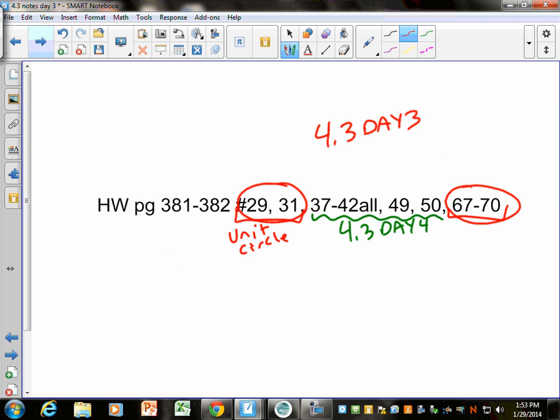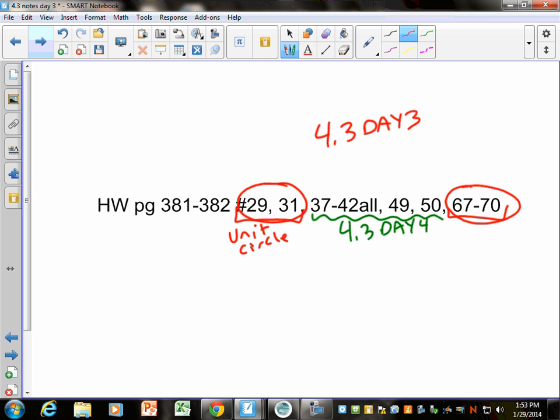So the green stuff is what is called day 4, which is not on your assignment sheet. But you've got to do all of this at some point. If you haven't done it all, you're welcome to do it all on the same page. But 37 through 42, and then 49 and 50 are what you should have added on to your homework today.